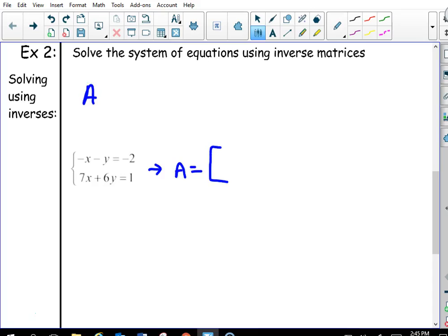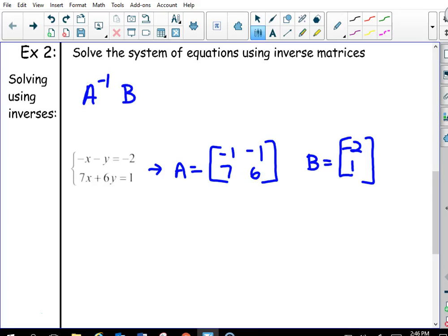That's going to be the left side of the equal sign, so -1, -1, 7, and 6. And then I'm going to have this matrix B that is the 1 by 2 matrix of the answers. So here's the idea. If I can find the inverse of A, and we can because we just did it in the previous example, and I multiply it by the matrix B, I'm going to get my solutions, the numbers for x, y. So we're going to do that on this next problem.